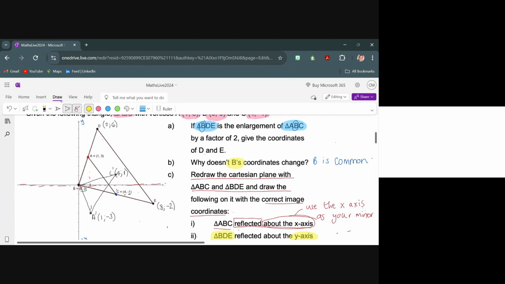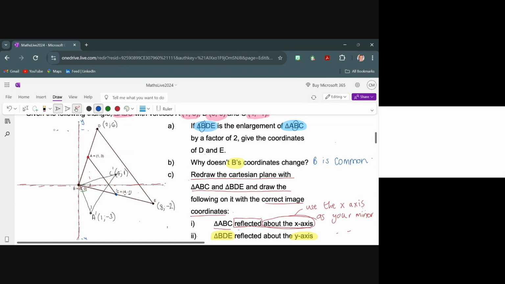Let's go. All right, so we're told that we need to reflect triangle BDE about the y-axis. So I know that my new mirror is going to be the y-axis. That's my new mirror. So again, B is not going to move. B is already on my mirror, it's already on the y-axis. So we're going to move point D and point E. Let's start with point D. If I take point D and reflect it about my y-axis, it's going to end up on this side.